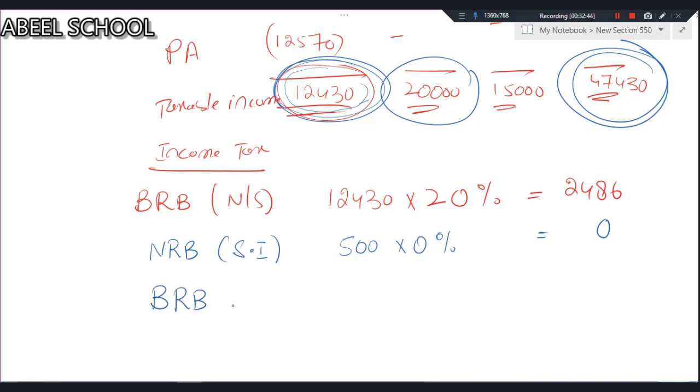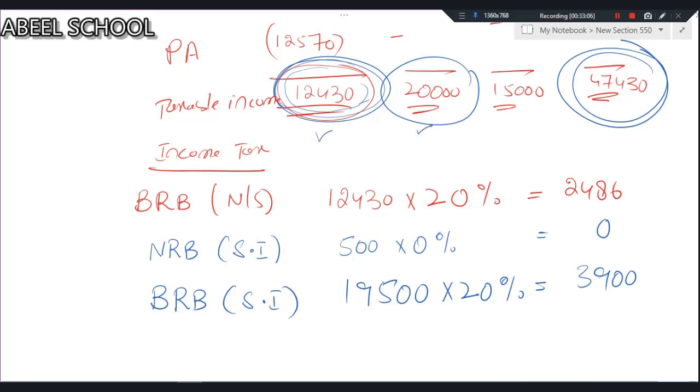Basic rate band, saving income, 19,500, and obviously into 20%. So 19,500 into 20%, we are getting 3,900. So dear student, we have taxed the non-saving income, we have taxed the saving income.